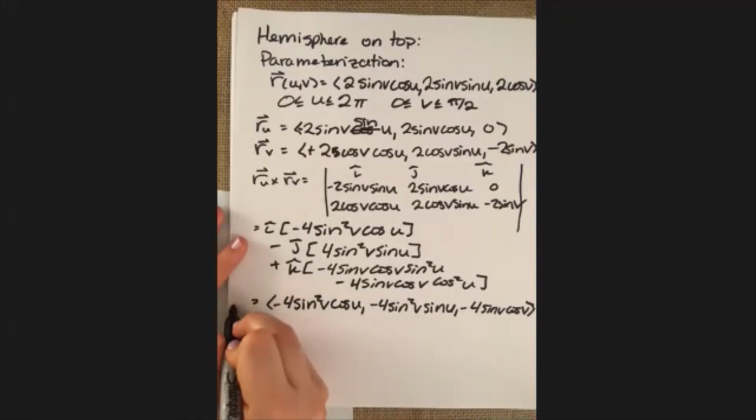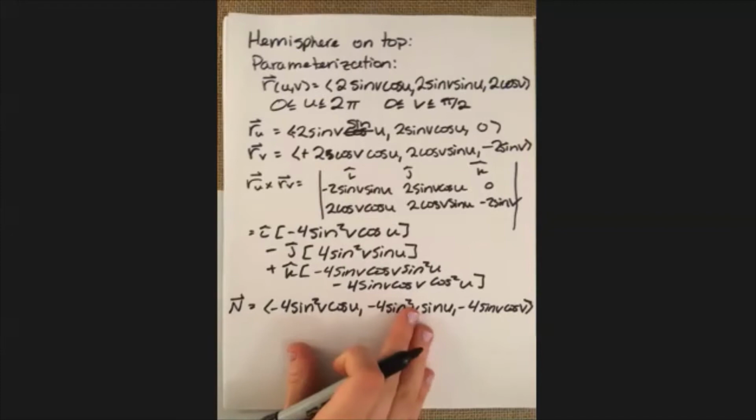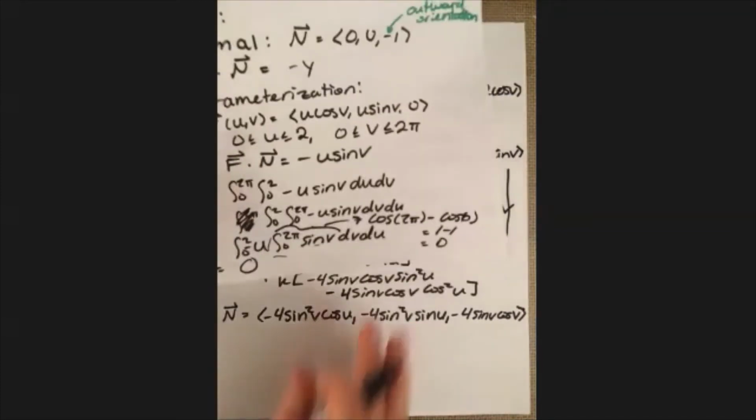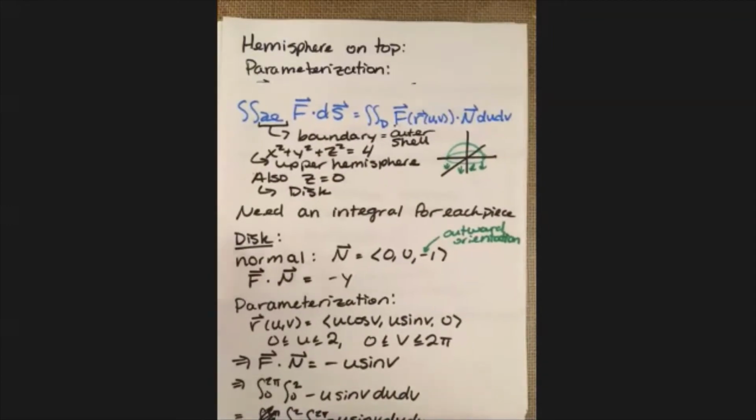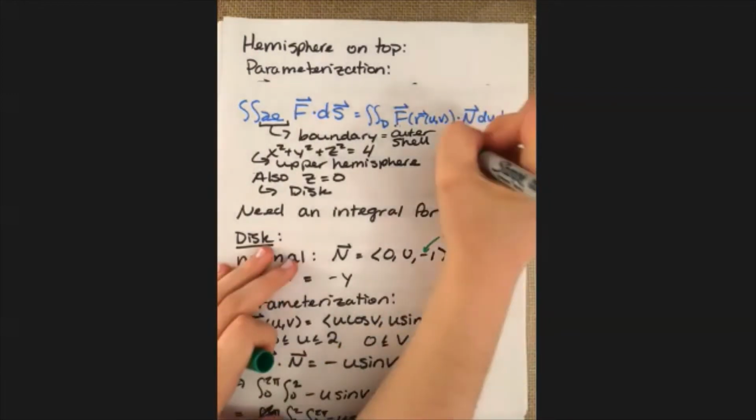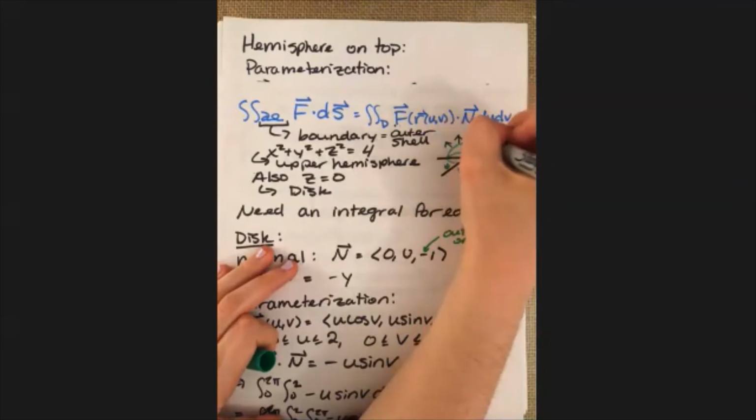So now I want to make sure, going back to our previous video, where we talked about making sure that our orientation is correct. We want our normal vectors to be pointing outward. So our goal is to get them pointing up and out, like so.